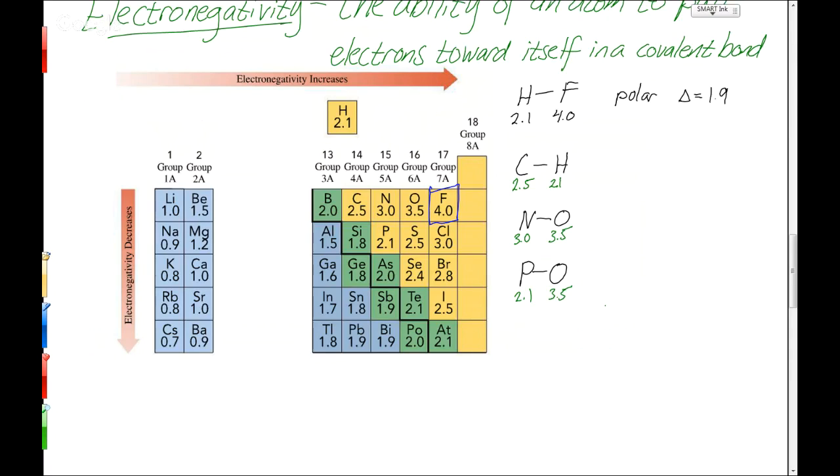All right, CH, did you get polar or nonpolar? Nonpolar, right. Because the difference is what? 0.4? Wouldn't that be polar covalent then? No, that's the number that makes it nonpolar. So 0.4 or below makes it nonpolar. Above 0.4 makes it polar. So this one, even though it's really close, we're going to call that one polar.